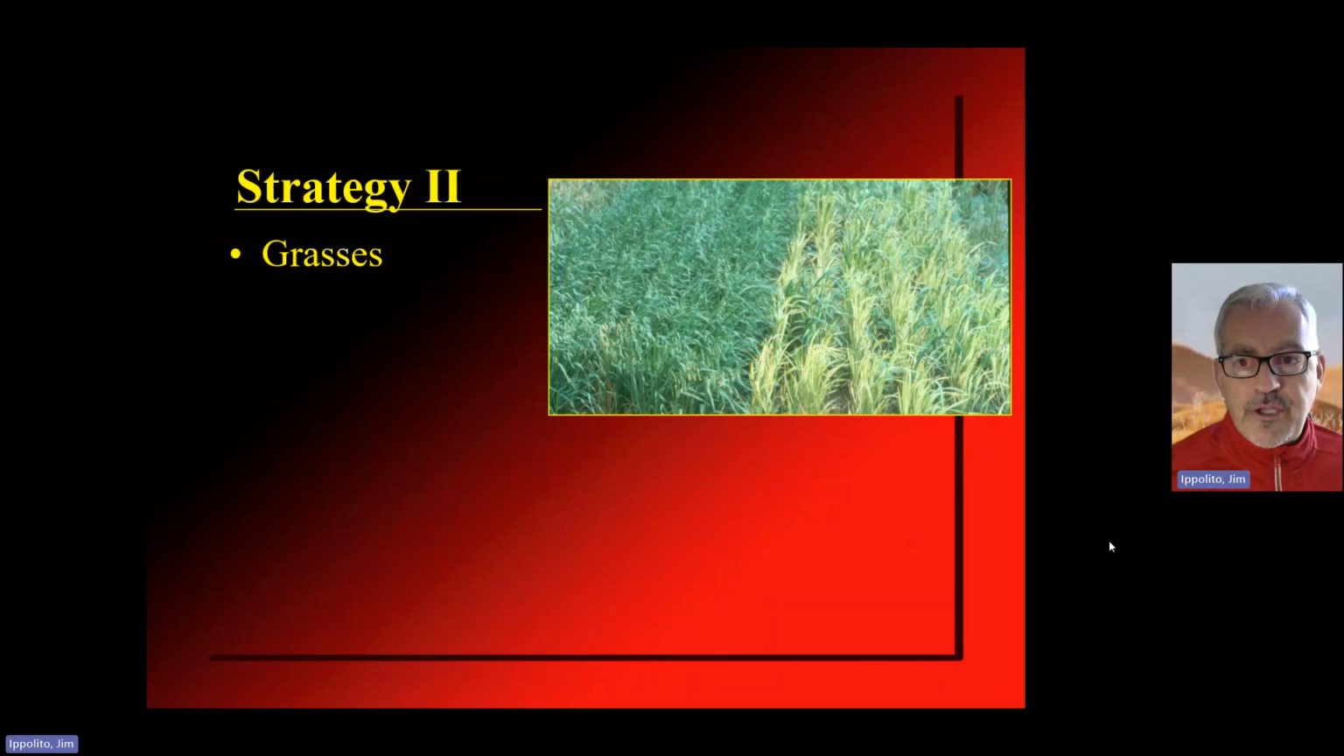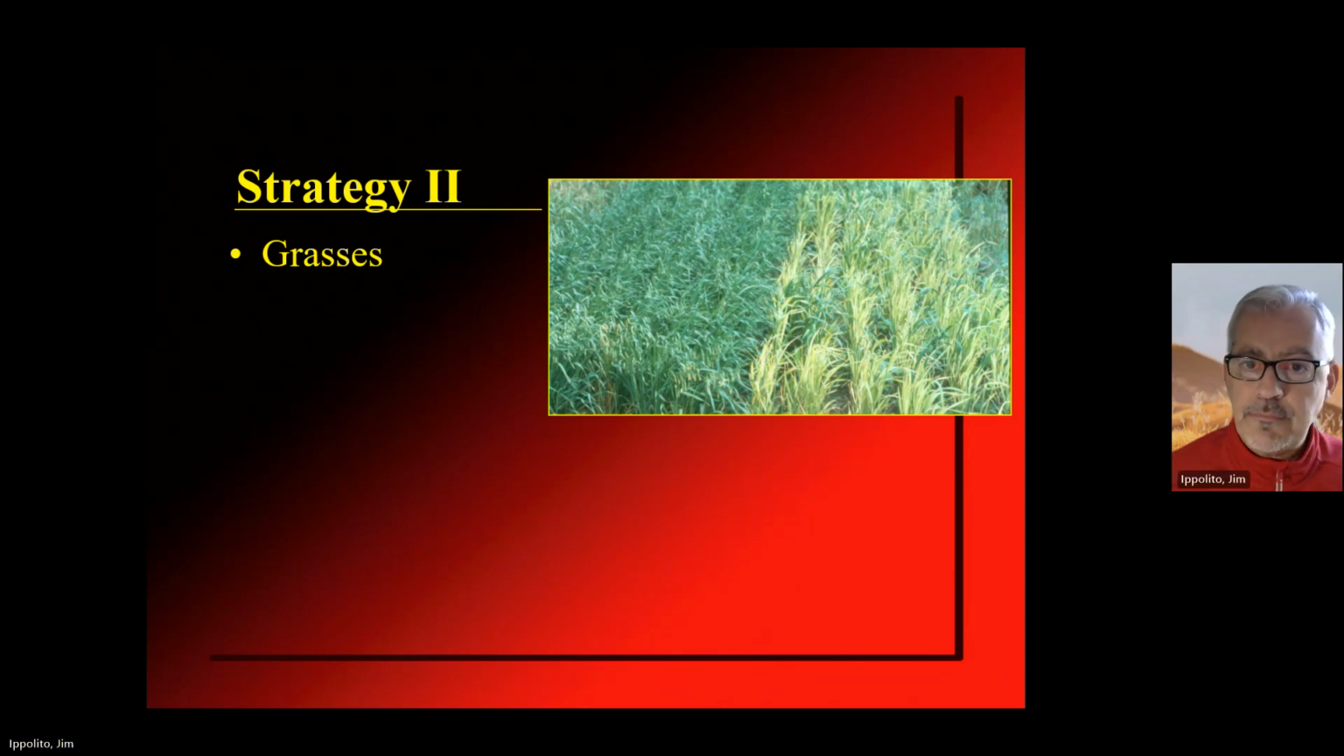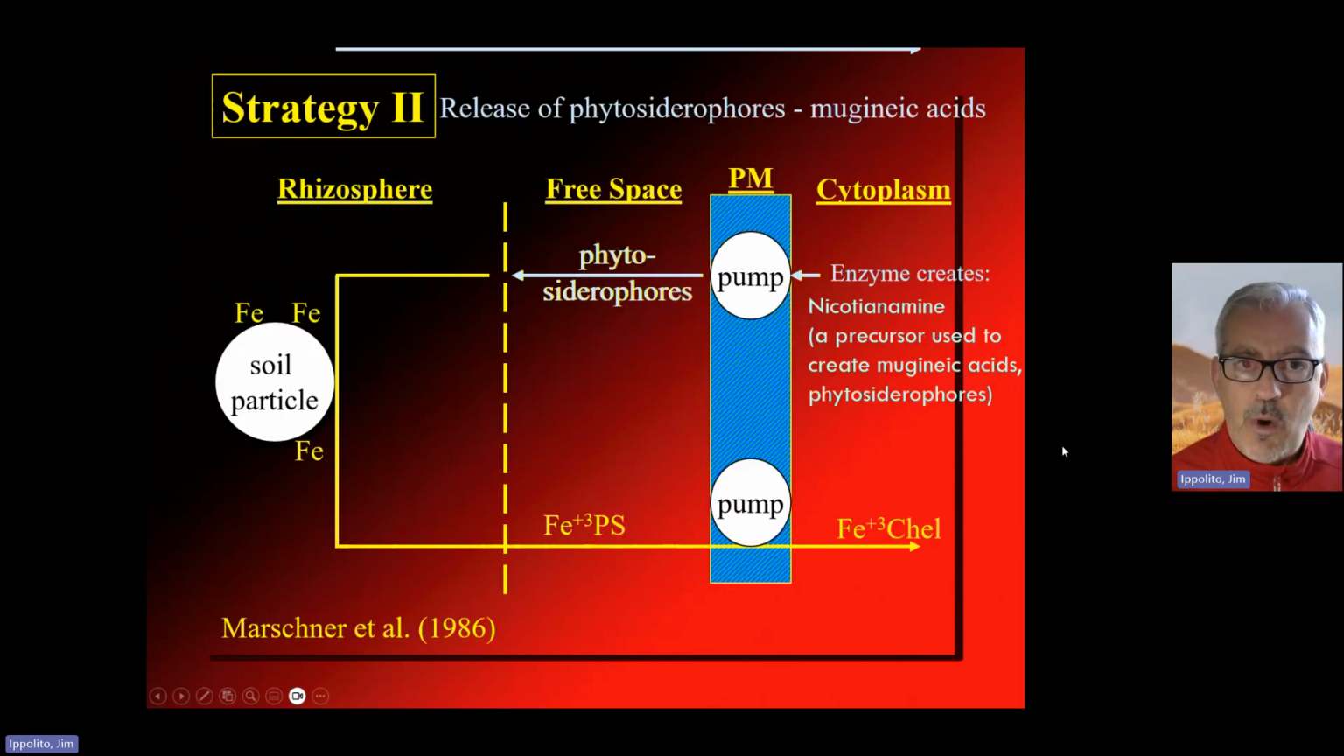The other means by which plants can overcome an iron deficiency symptom is via strategy 2. And strategy 2 occurs in grasses. So how does this work? This is different than strategy 1.